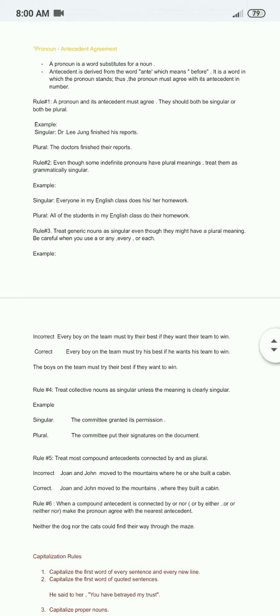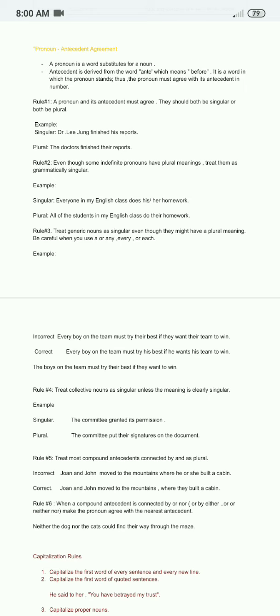A pronoun is a word that substitutes for a noun. Antecedent is derived from the word ante, which means before. It is the word for which the pronoun stands, thus the pronoun must agree with its antecedent in number. Rule number 1: a pronoun and its antecedent must agree. They should both be singular or both be plural.